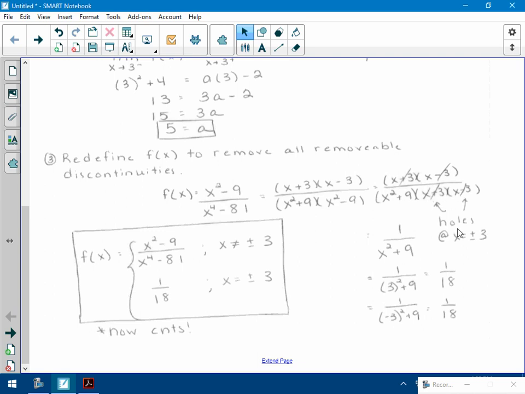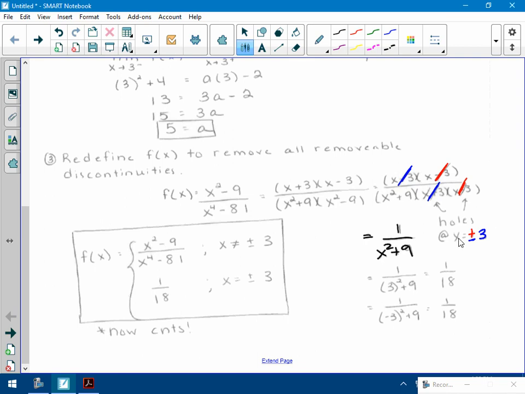This time we have 2 holes, because we have the x plus 3 factors canceling, which give us a hole at negative 3. And we have the x minus 3's canceling, which give us a hole at positive 3. When they cancel, this is what we're left with right down here. So if I plug either positive or negative 3 into that, since it's squared, I'm going to get 1 over 18 in both cases. So f of x is equal to the regular old original function if x is not equal to plus or minus 3. So that's where the holes are. Both of those holes get plugged up by the y value of 1/18.